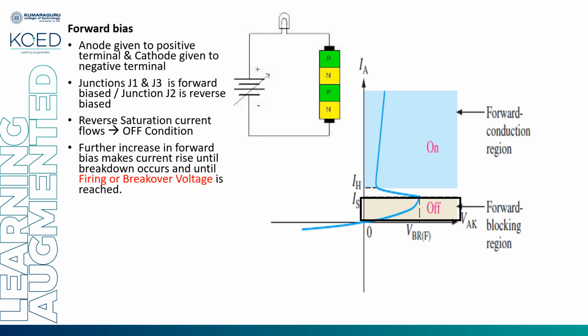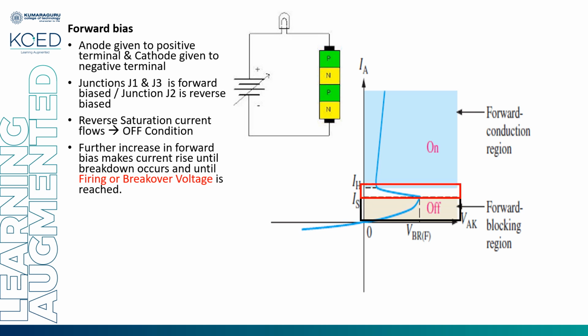When you increase the forward bias further, the center junction, J2, will go through breakdown because of the rise in current, and a particular voltage will be reached, which is called the firing voltage or breakover voltage, denoted by VBR. So when you start from 0, junctions J1 and J3 are forward biased and junction J2 is reverse biased. When you increase it until VBR, at that voltage J2 goes into breakdown and switching happens. Switching happens from the off state to the on state.